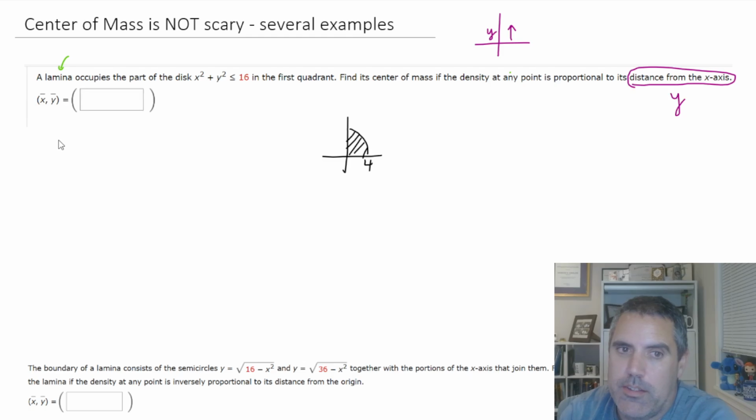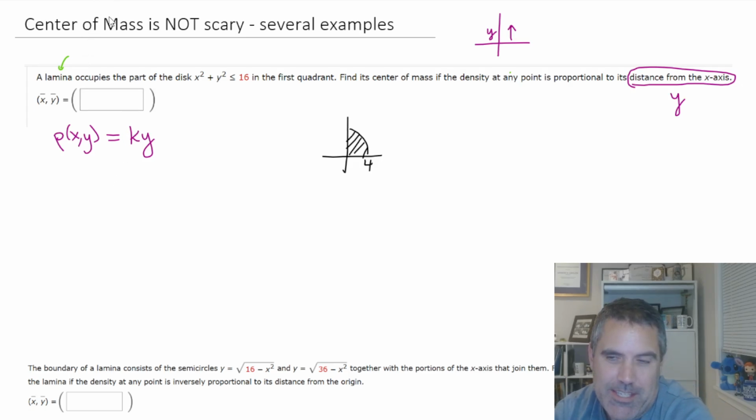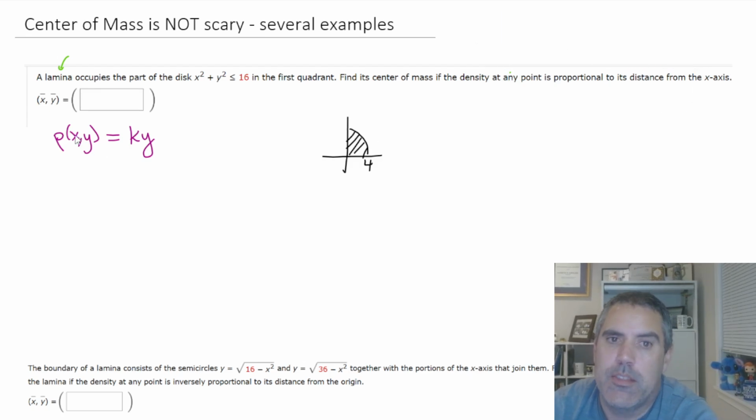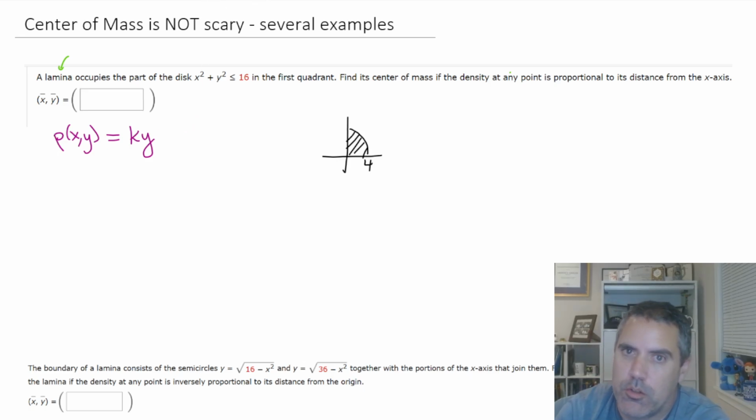So that funny thing there is saying that your density is proportional to, which means a constant, times y. And there's really only a couple things they could say: the distance from the x-axis, the distance from the y-axis, and then the distance from the origin. But we'll see that in the next question. Okay, so it gives me this. That's our function. We're basically done if we remember the formula.